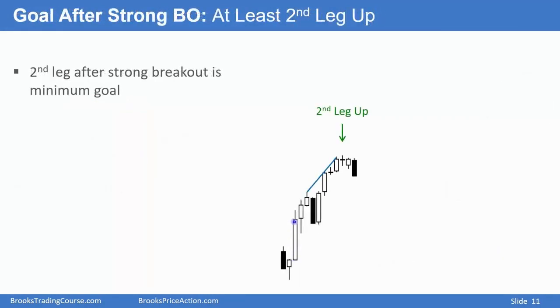After any kind of breakout with follow-through, the minimum goal is a second leg up. As I said, sometimes you get a third, fourth, or fifth leg up, but the minimum goal is a second leg up.